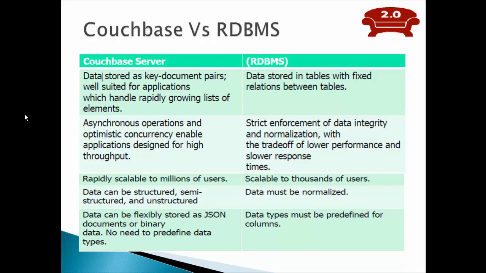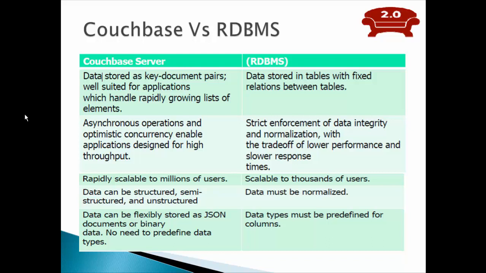In CouchBase server, you have asynchronous operations and optimistic concurrency, enabling application design for high throughput, whereas in the case of RDBMS, it's strict enforcement of data integrity and normalization. So these are the things which we need to adhere to when we are choosing any RDBMS system.